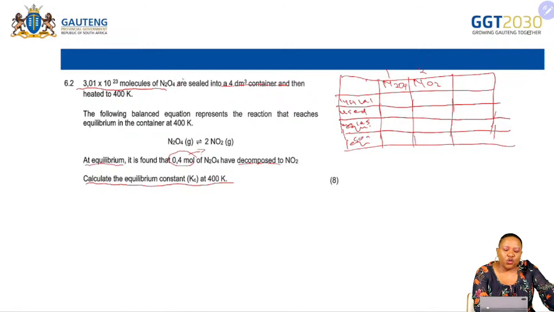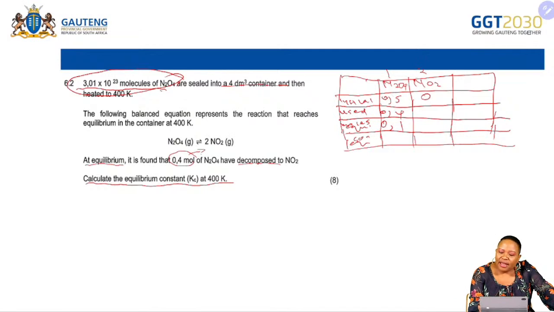If you use this information to find the number of moles that we want initially, you will find that I think the number of moles was 0.5. If you use your calculator using Avogadro's number, you find the number of moles was 0.5. And we are told that the number of moles that was used was 0.4. And then it means now the number of moles at equilibrium is going to be 0.1. Then we know that we started with 0 here, but we know that what was used was 0.4 from N2O4.